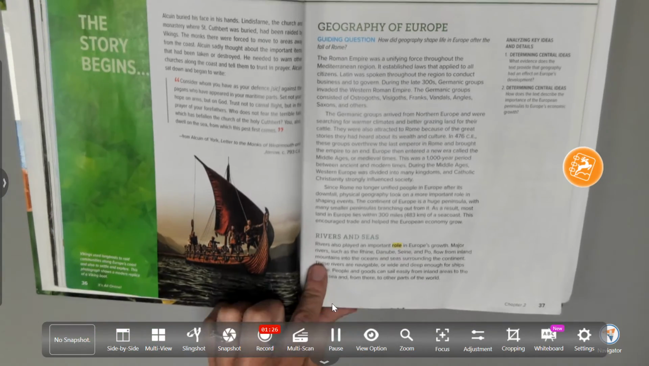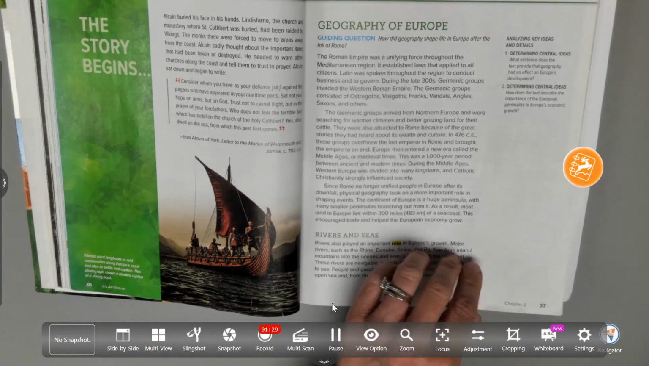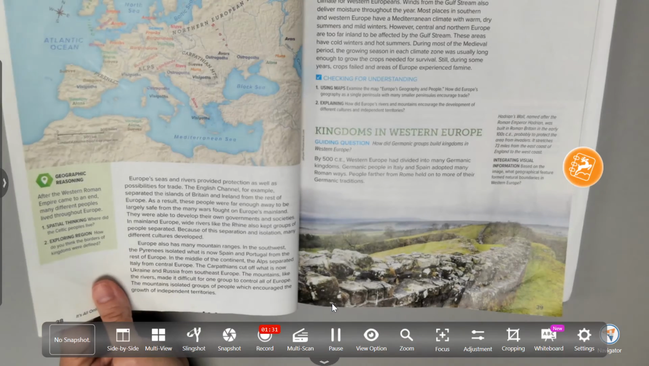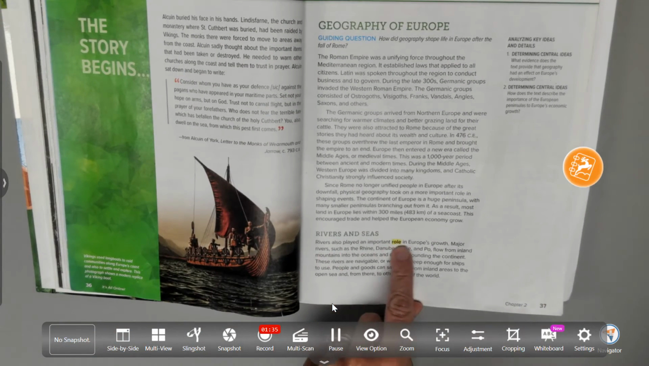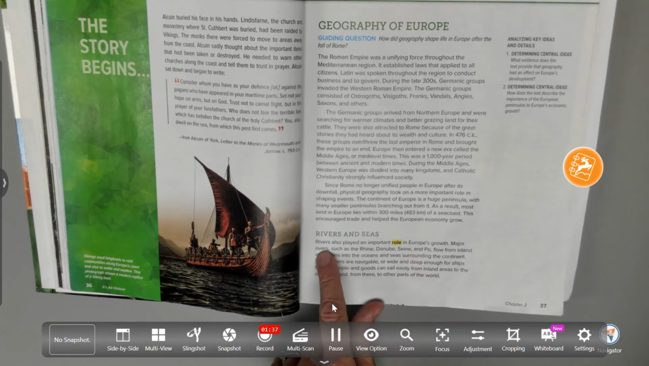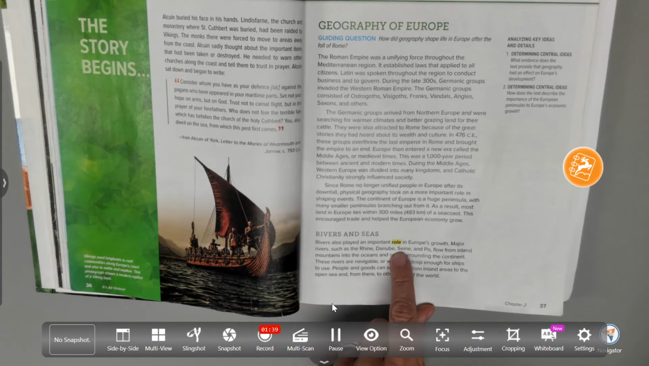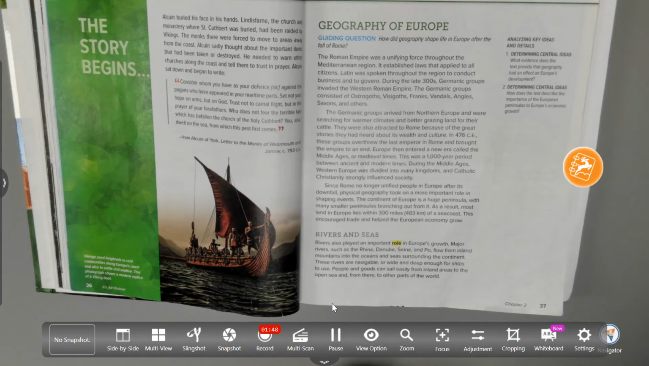If you look at page 37, it talks about rivers and seas at the bottom, and it goes over to page 38. It says rivers also played an important role in Europe's growth. Major rivers such as the Rhine, Danube, Seine, and Po flow from inland mountains into the oceans and seas surrounding the continent. These rivers are navigable, or wide and deep enough for ships to use. People and goods can sail easily from inland areas to the open sea and from there to other parts of the world.